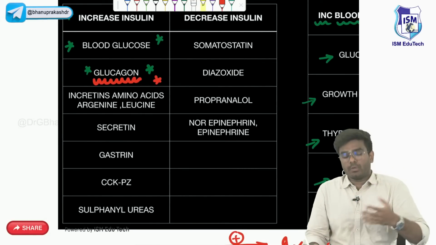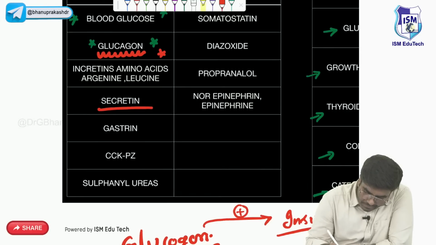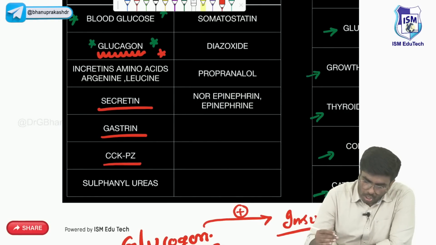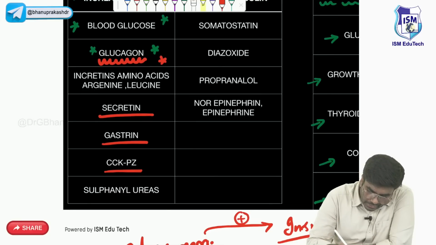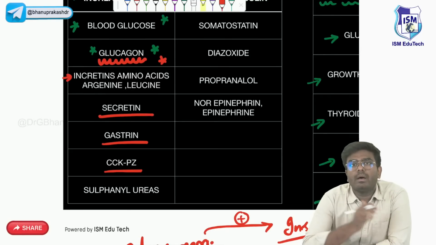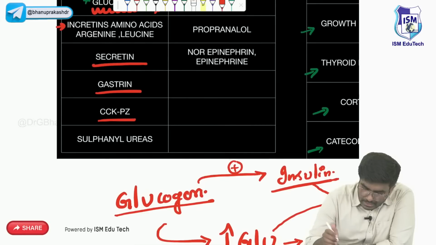Now, along with glucagon, other GI hormones like secretin, gastrin, cholecystokinin, and also incretins, all of these GI hormones increase the blood glucose levels. Sorry, not blood glucose levels, insulin levels. Insulin levels will be increased.